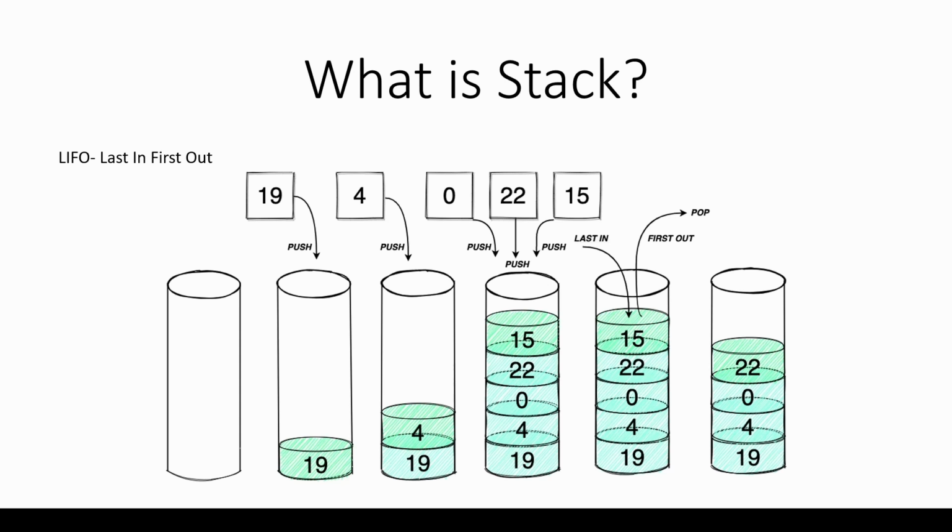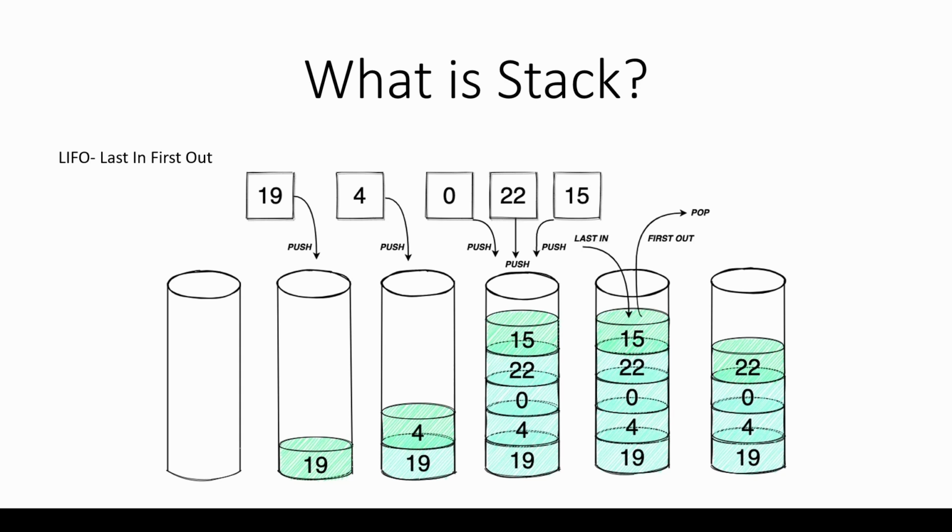As you can see in this picture, first of all, this container is empty and I am pushing an element, that is the number 19, into the container, and it is added at the top of it. Then we are pushing 4, then 0. So as you can see, we have got a stack of elements 19, 4, 0, 22 and 15.